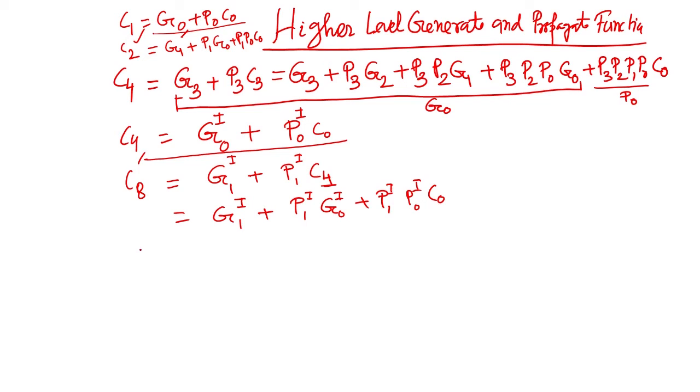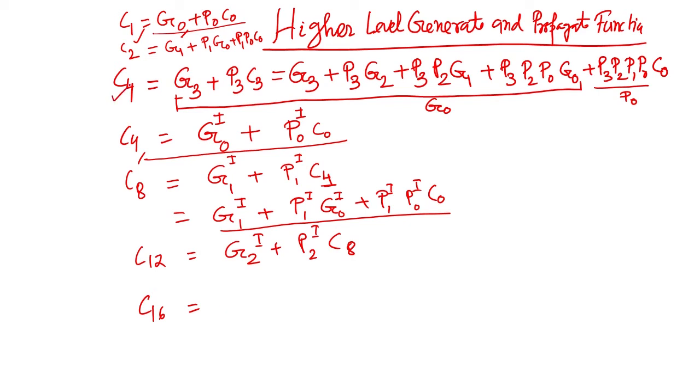Similarly, we can write C12: G2, P2 higher level and C8. Again you can replace this part. Similarly, you can write C16. C16 is nothing but equivalent to C4. So, therefore, you can write G3 higher level plus P3 higher level into C12. C12 is nothing but this part. Okay. So, this will be C12.